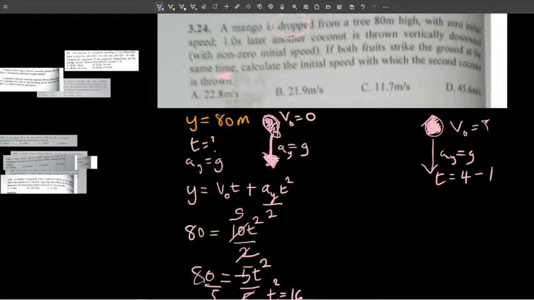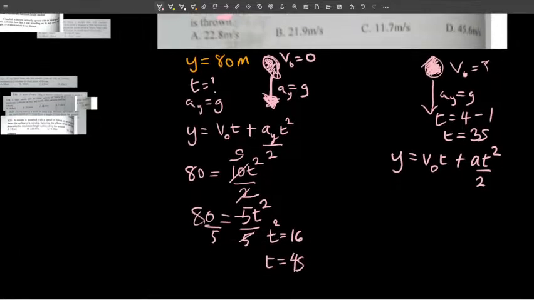Okay, for this one it was 1 second later. So that means the time taken for this one to fall is 4 minus 1. The time taken will be 3 seconds. So we have time, we have a, that's to find the initial speed at which the second coconut was thrown. So looking for v naught, we can use the formula y equals to v naught t plus a t square over 2.